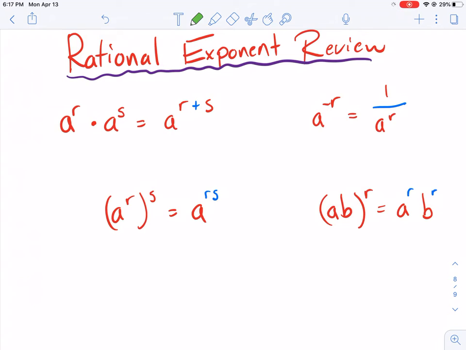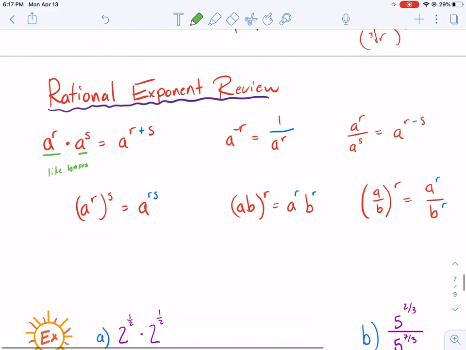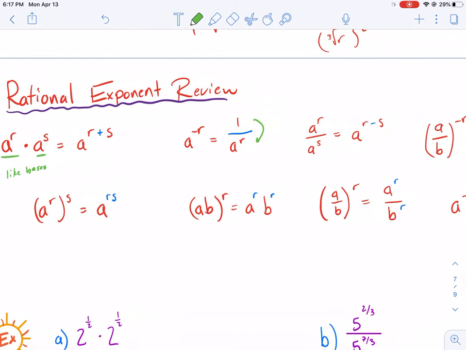if we multiply terms that are raised to a power and they're the same base, so these are like bases, you add the exponents. If we have a negative exponent, you put it to the bottom, or you'd flip it. If it's in the bottom, you go to the top. If you divide exponents, the same thing as subtraction. Notice how these are like bases.